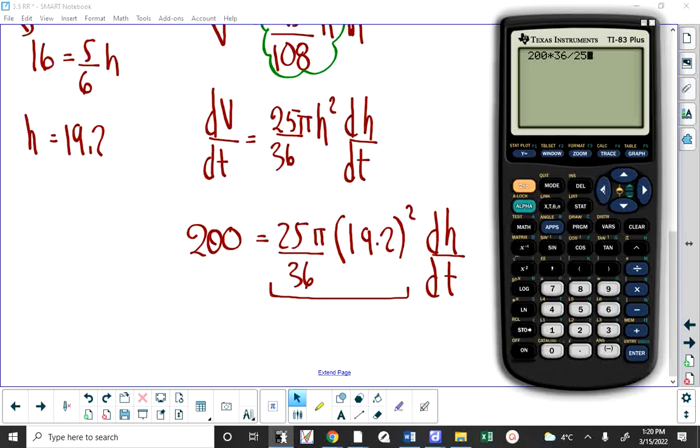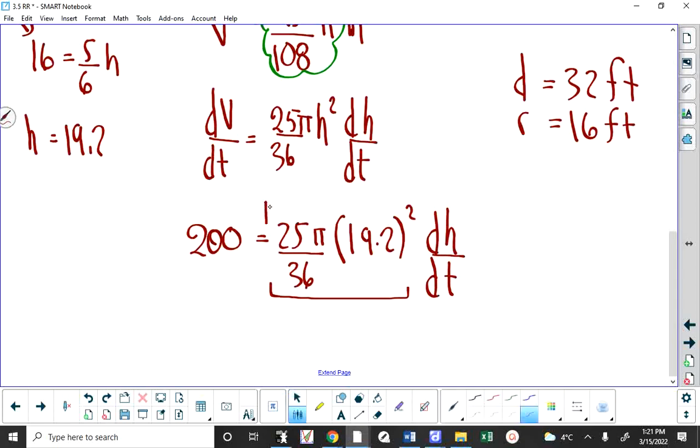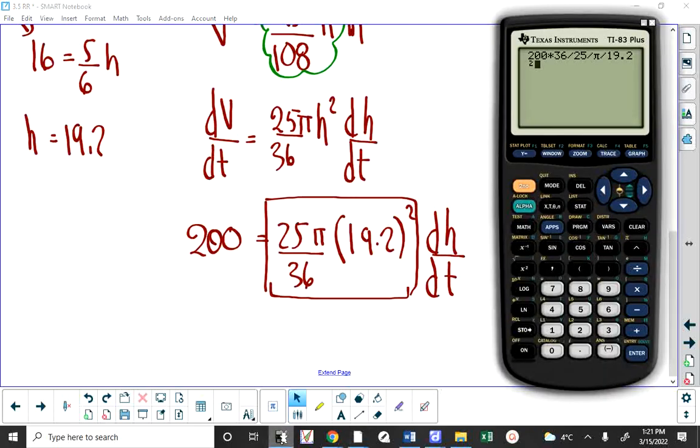For that reason, this is just what I would do. I need to divide both sides by 25. I need to divide both sides by pi. I need to divide both sides by 19.2 squared. If you choose to calculate this as an entire number first and then take 200 divided by that, that's fine. However you get the answer here is up to you.